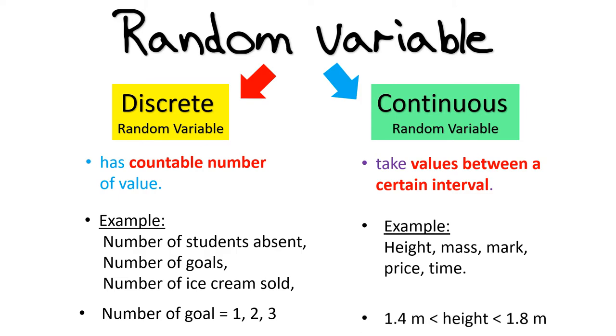For the continuous random variables, for example height, in between 1.4 meter and 1.8 meter, there are infinity or so many numbers in between 1.4 meter and 1.8 meter.